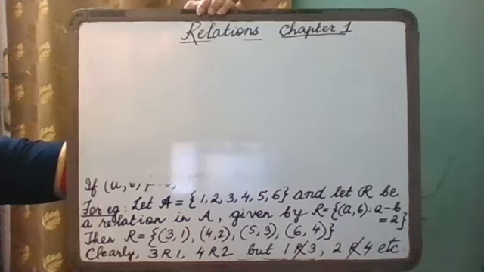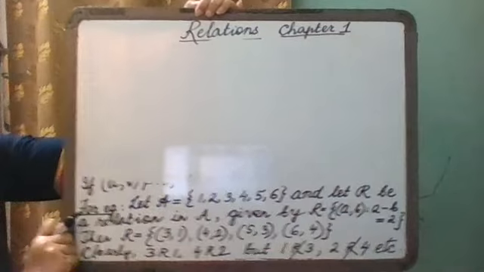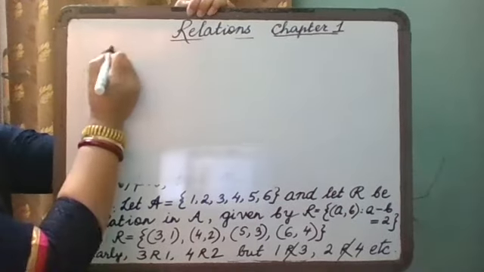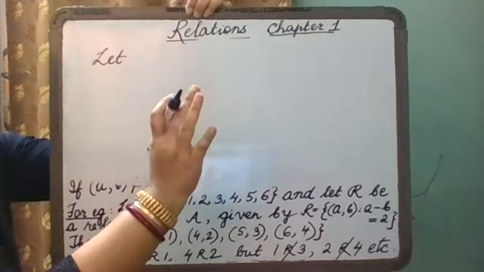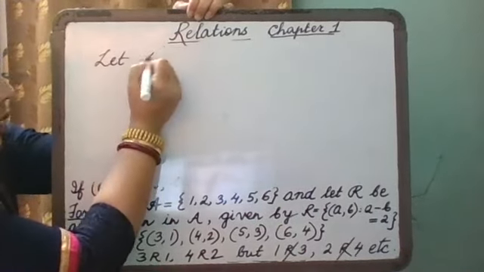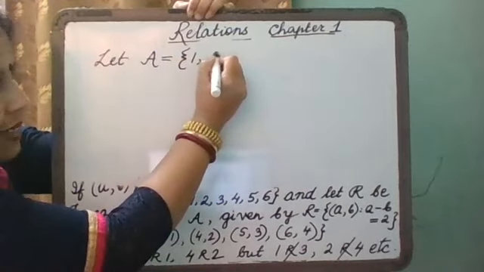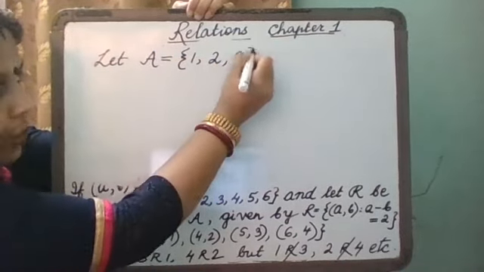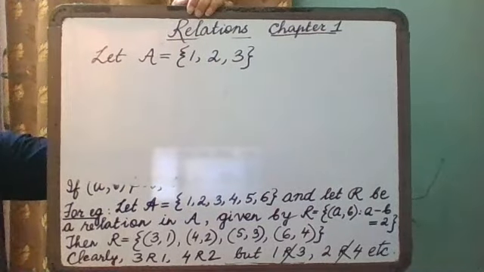Recapitulation, Cartesian product, class 11, you people have done. I'm going to take Cartesian product itself. This is an explanation. If you want to write, you can write. Suppose I take a set 1, 2, 3. I want to explain what is a relation. So before I go to the definition, I'm just taking an example here.